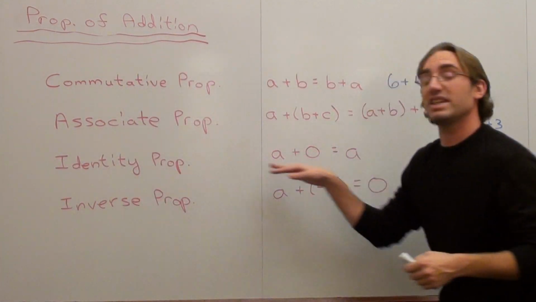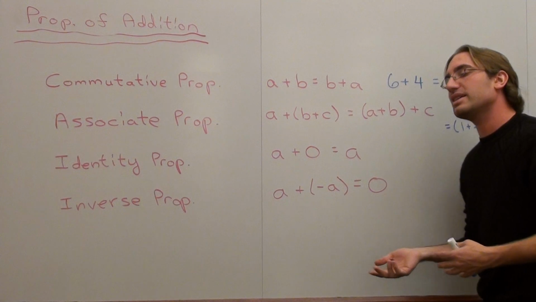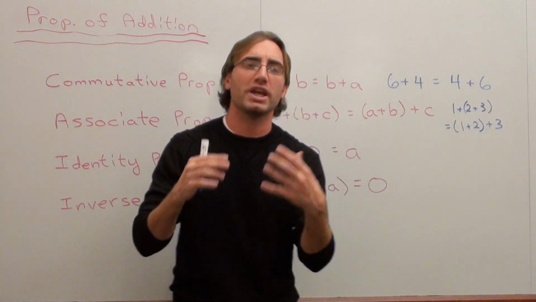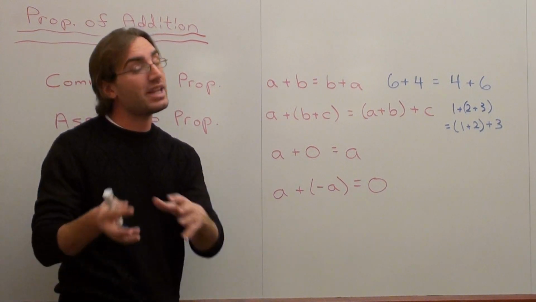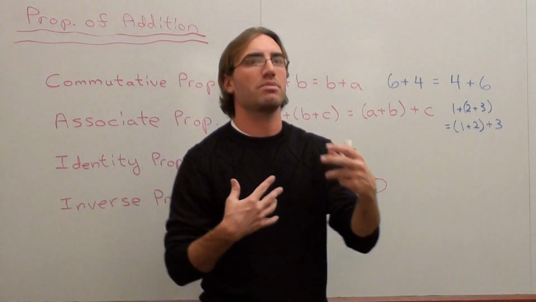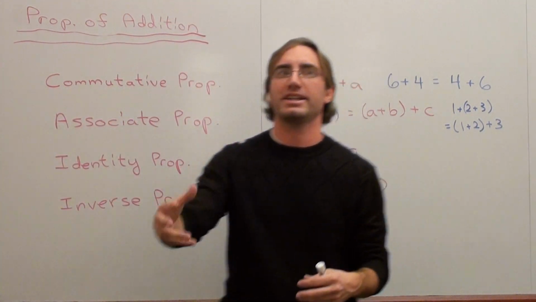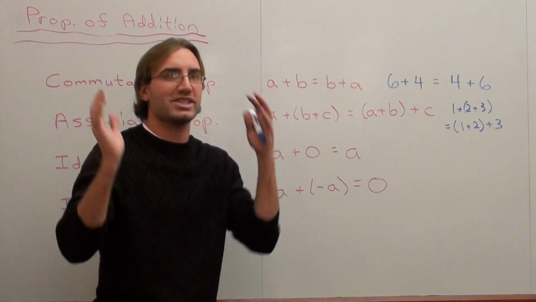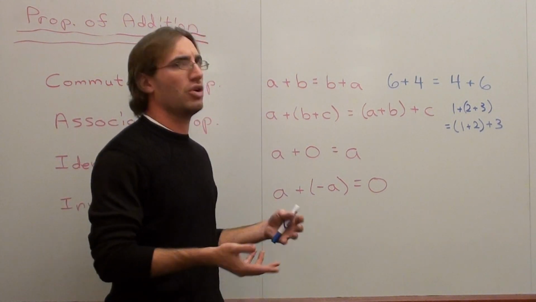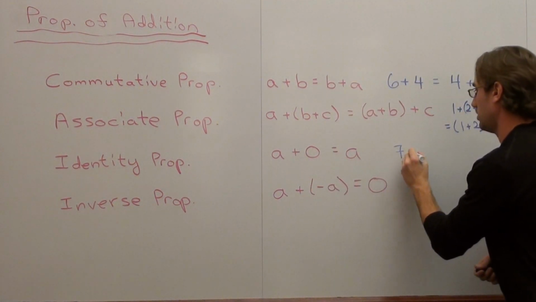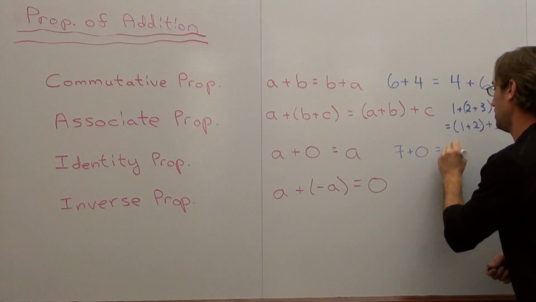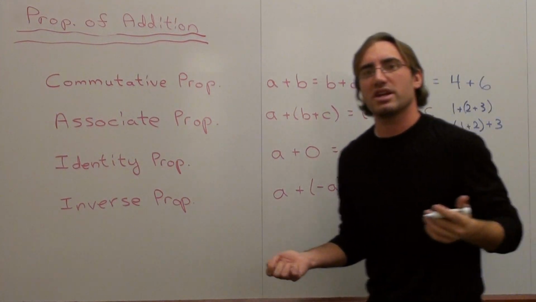The next one I have is the identity property. And basically the identity property says, well, what can I add to something to make it exactly the same? That's not a trick question. If I have the number 7, what can I add to 7 so I make sure the answer is 7? And somebody came along and said, well, you know, if you add 0 to a number, the answer is going to stay the same.